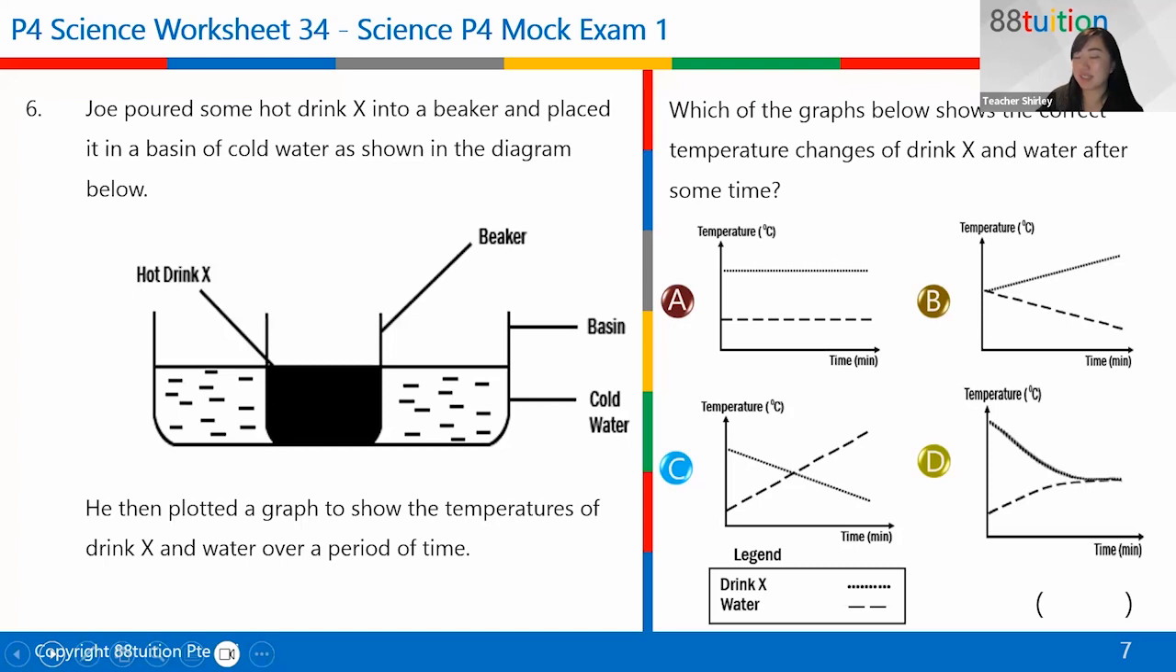Catherine, you want to try? Is it D? Yes, very good. Drink X is super hot, and then the cold water is just cold. So it will eventually come to the same temperature, which is your room temperature. So the answer is D. Very good, well done. Eventually something will gain heat from something, and something will lose heat to something, and eventually they will get to the same temperature.